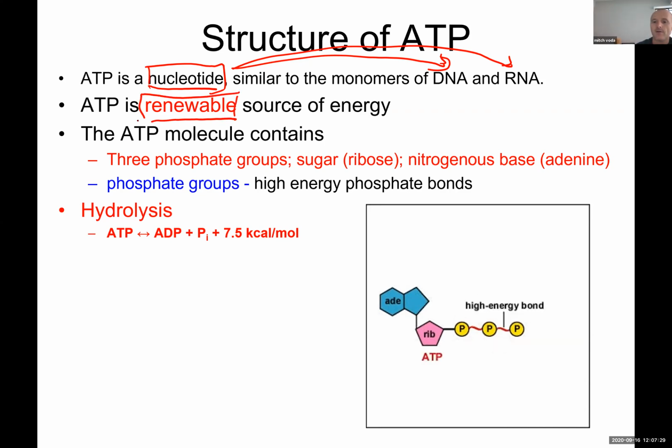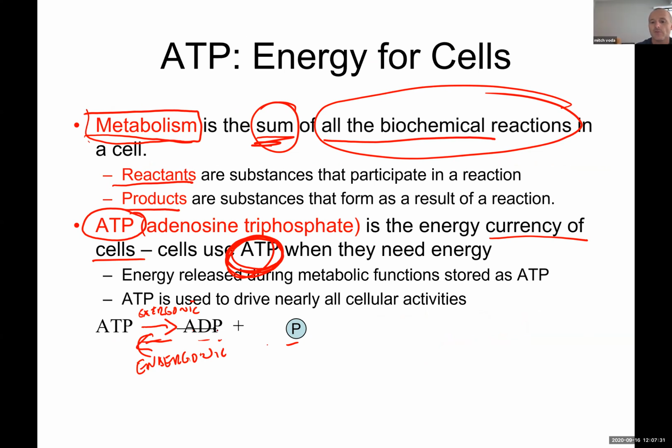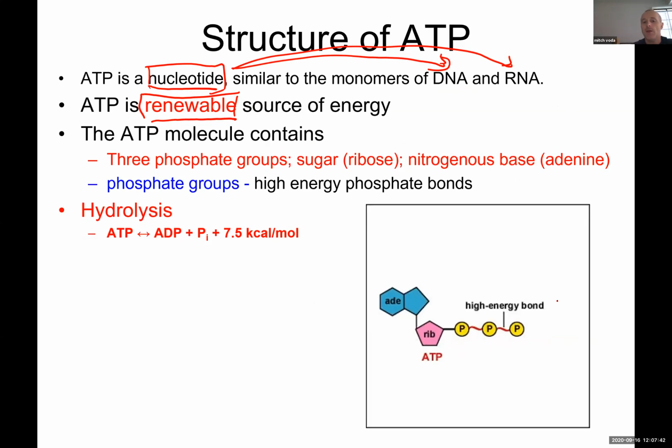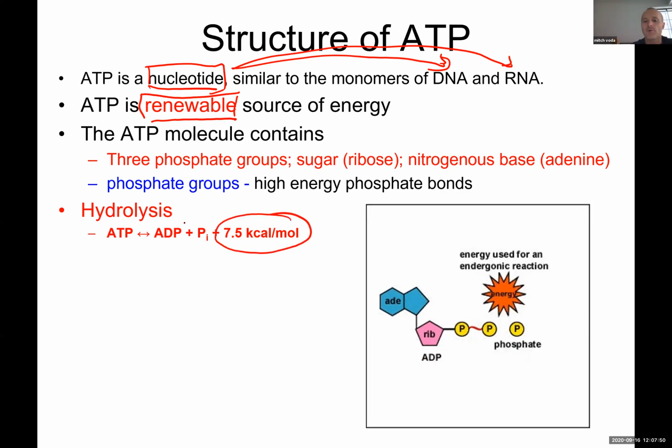If you look right here, ATP turns into ADP plus phosphate when energy is needed. When you have plenty of energy, or you extract the energy from glucose, ADP plus phosphate plus about this many calories per mole extracted from glucose turn into ATP.